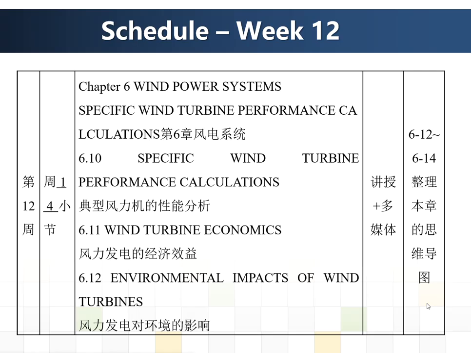Week 12 will introduce Chapter 6.10 to 6.12. 6.10 is specific wind turbine performance calculations. 6.11 is wind turbine economics, and 6.12 is environmental impact of wind turbines. Section 6.12 and 6.11, the wind turbine economics and the environmental impact of wind turbines, are self-learning sections.